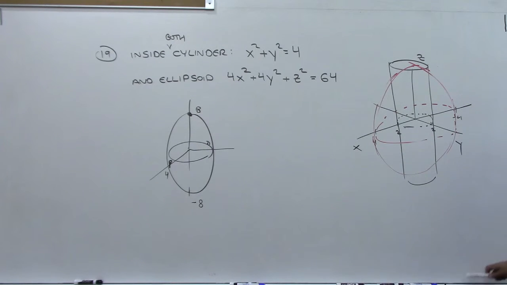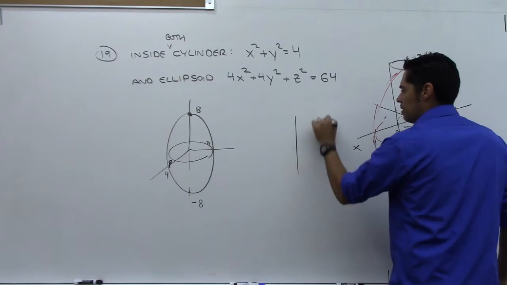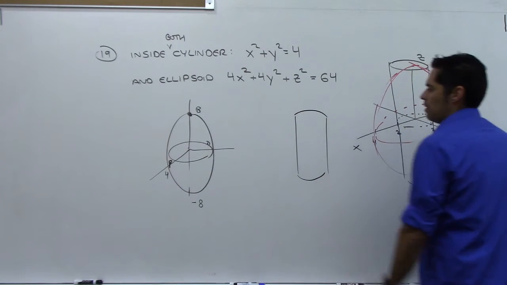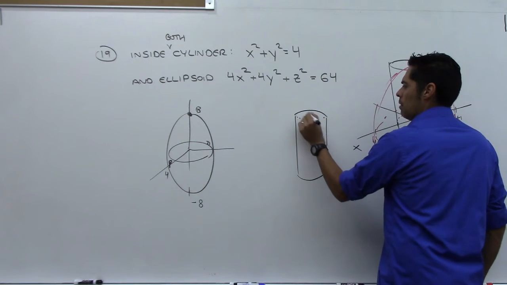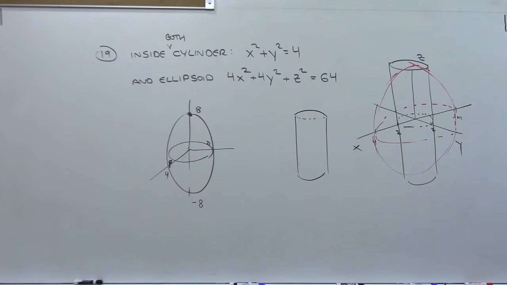So I'm trying to find the volume of the solid that's inside both. You have to be inside the cylinder, but you also have to be inside the ellipsoid. So really all the ellipsoid is doing is cutting off the top and the bottom of the cylinder with these curved surfaces. So my solid looks something like this, three-dimensional. It's kind of a round cap on the top of it, and a round cap on the bottom.